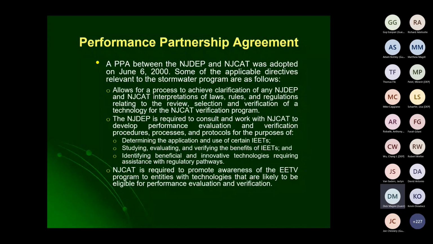Work then went on from that point in January through basically June, when a performance partnership agreement was adopted between NJDEP and NJCAT. Some of the applicable directives you can read in front of you. It allows for a process to achieve clarification of NJDEP and NJCAT interpretation of laws, rules, regulations relating to review, selection, and verification of technology for the NJCAT verification program.